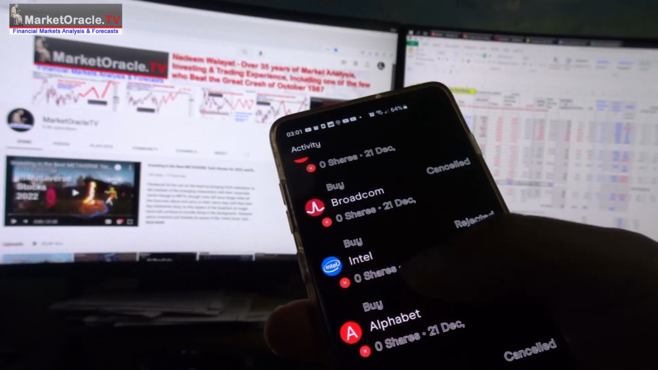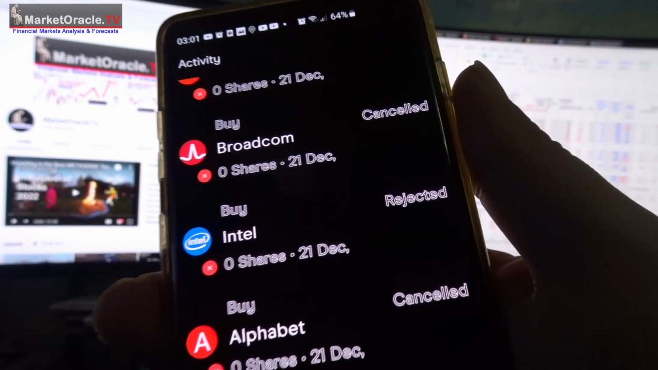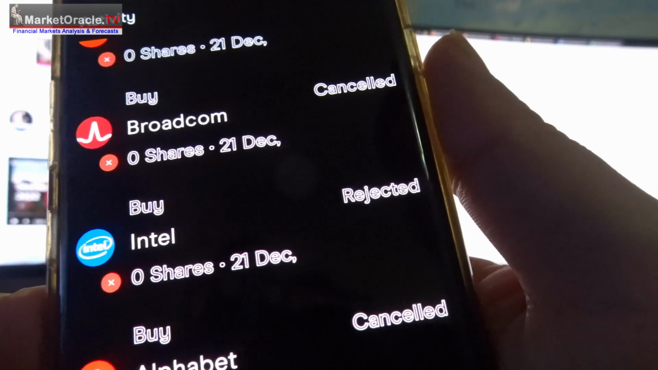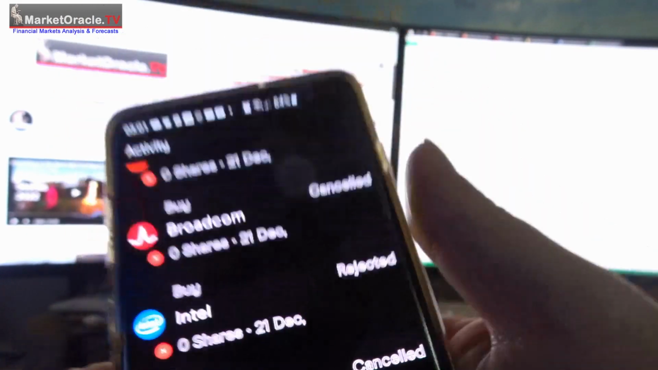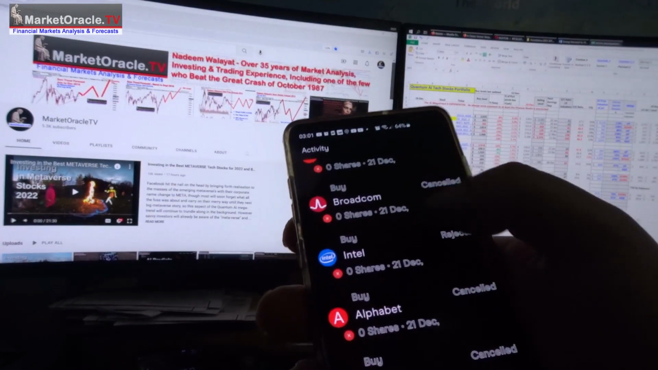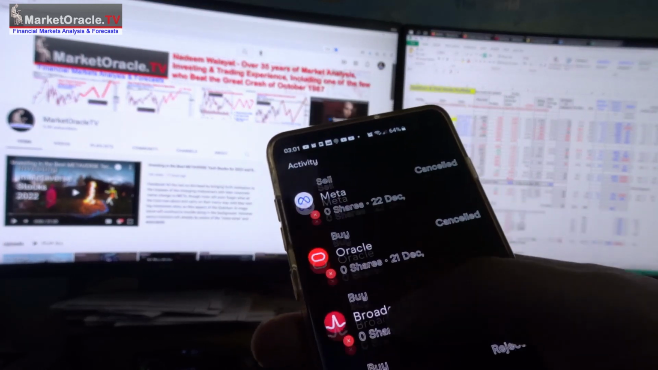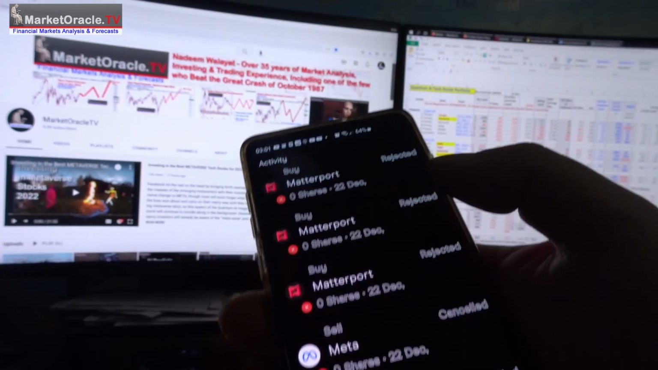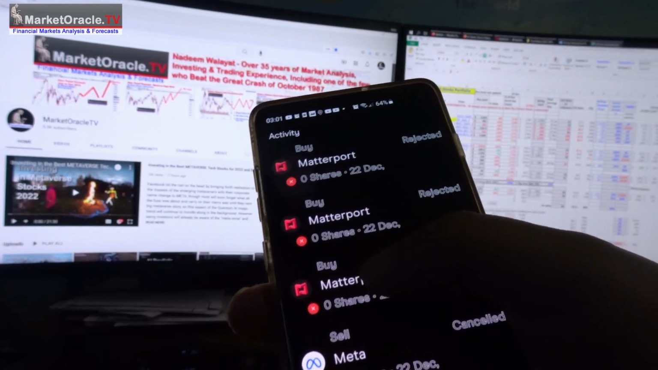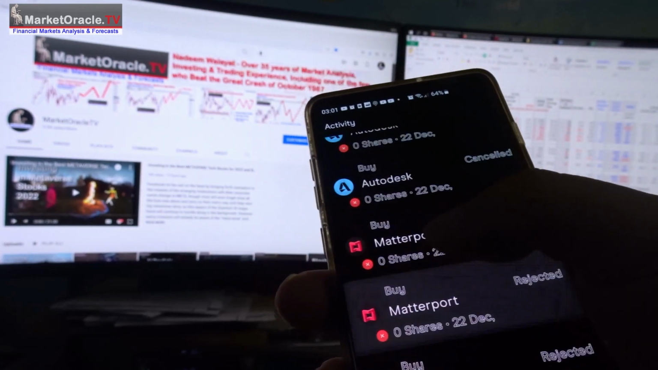But it's the rejections, like there, Intel. Oh, that is ridiculous. Why are they rejecting orders for Intel? Whole share orders, not fractional. If you can't invest in Intel, what can you invest in? They just rejected the orders, and you don't find out until some minutes later. Or Matterport, another one rejected. In fact, I saw them reject that, so I placed it again, and they rejected it. So I placed it again, and they rejected it.